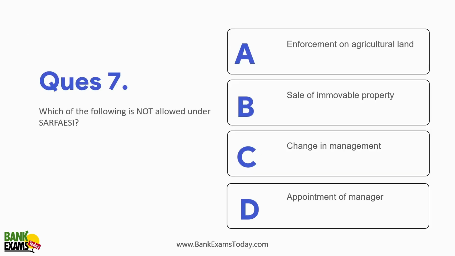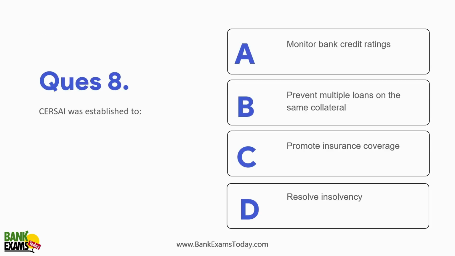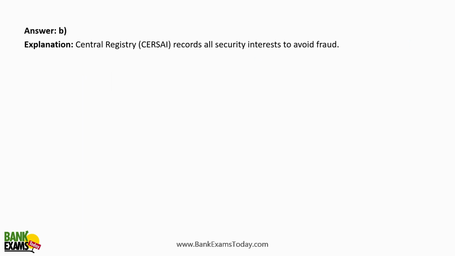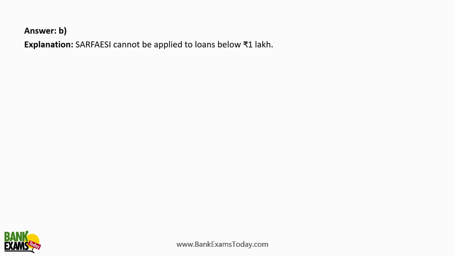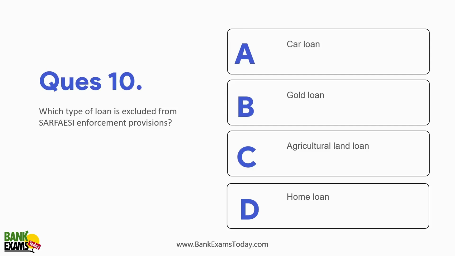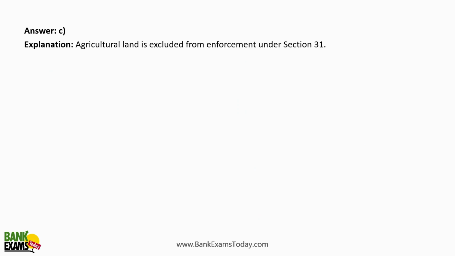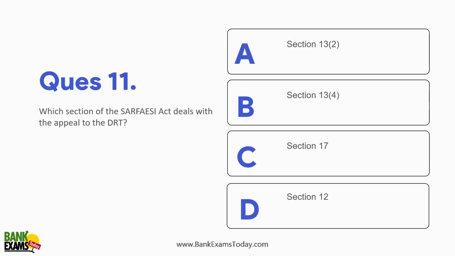Which of the following is not allowed under SARFAESI? So agricultural land को नहीं take over कर सकता है बैंक. SARFAESI was established to avoid frauds, prevent multiple loans on the same collateral, multiple loans ना लिए जाएं, fraud ना हो. What is the minimum loan amount for SARFAESI provisions to be applicable? Minimum 1 lakh rupees. Which type of loan is excluded from SARFAESI? Agricultural land loans are not included. They are excluded. Agricultural land को take over नहीं कर सकता बैंक.